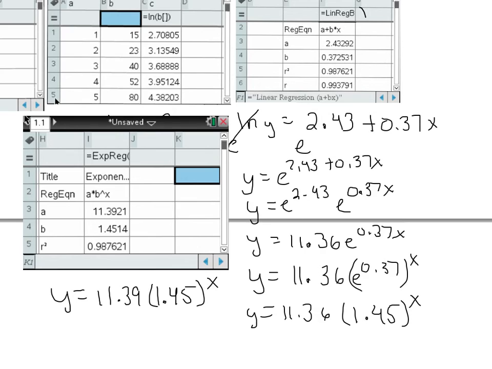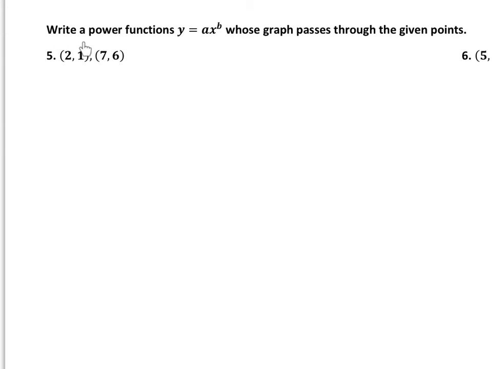So let's make sure we know how to do these. And again, see me outside of class if you don't. Okay, now we're going to write a power function, y equals a times x to the b, whose graph passes through the given points. It's still a very similar process, though. You're still going to say 1 equals a times 2 to the b, and 6 equals a times 7 to the b.